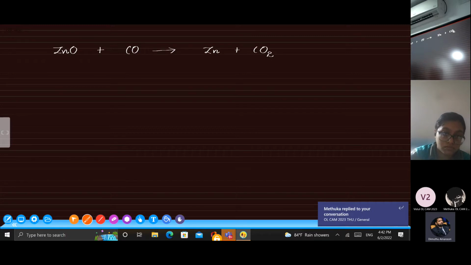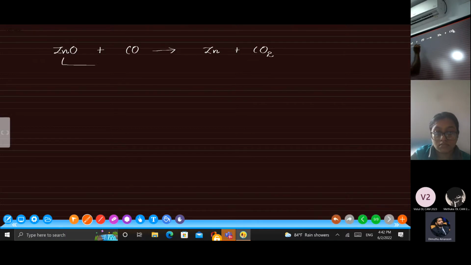Now I will show you. Look at the book. Zinc oxide has become zinc. Isn't this loss of oxygen? What is loss of oxygen? Reduction, right? Yes, but carbon monoxide doesn't get reduced. Keep that aside, focus on zinc. Has it lost oxygen? Reduction. So you have reduction here.